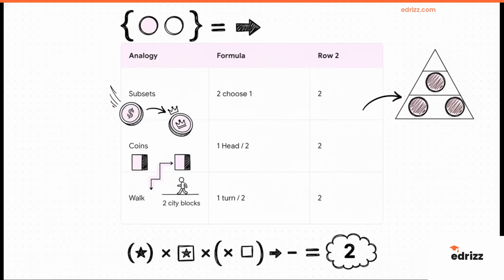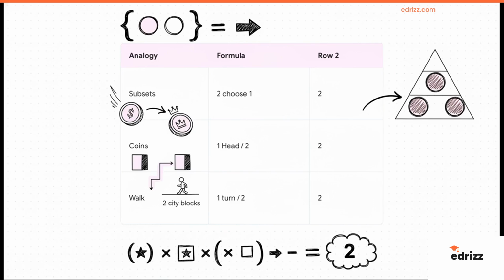So, the really crucial point here is how all of these seemingly different concepts perfectly align. Whether we're calculating the strict algebraic formula of 2 choose 1, or figuring out how to get one head from 2 coin flips, or finding a route with one turn over 2 city blocks, the answer is always 2. And right there, sitting dead center in row 2 of Pascal's triangle, is that exact same number.